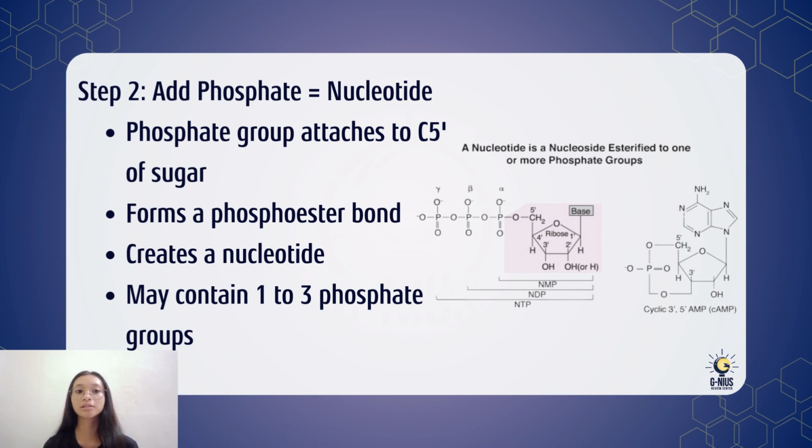If it's carrying just one phosphate group, it will be called monophosphate. If it's two, it will be diphosphate. And if it's three, it will be triphosphate. So do take note of these naming conventions because we will be using them to name a nucleotide.